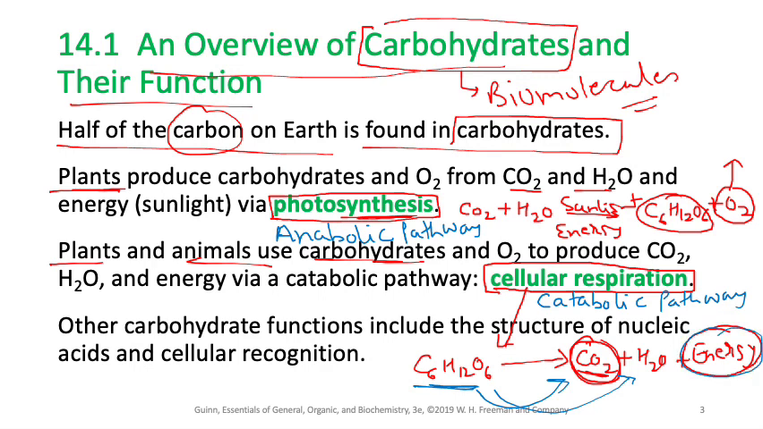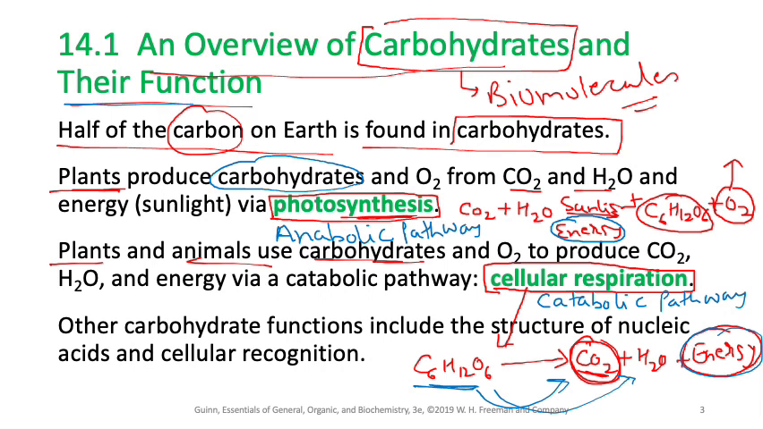And photosynthesis is an anabolic pathway because we are making a larger product, which is a carbohydrate, with the help of energy. So we are using energy, or storing energy, in the form of a carbohydrate. So this is an anabolic pathway. In our body, these two pathways go side by side, anabolic and catabolic.